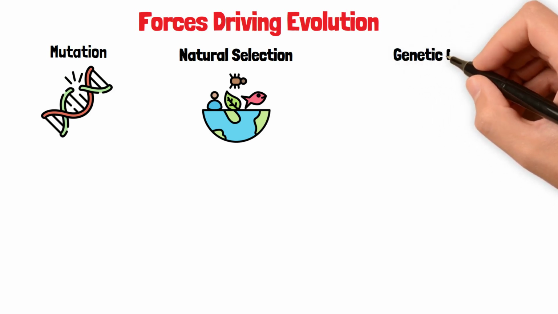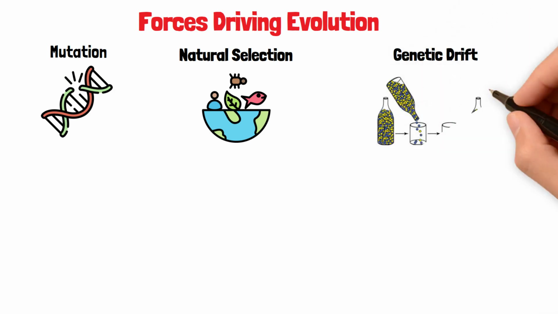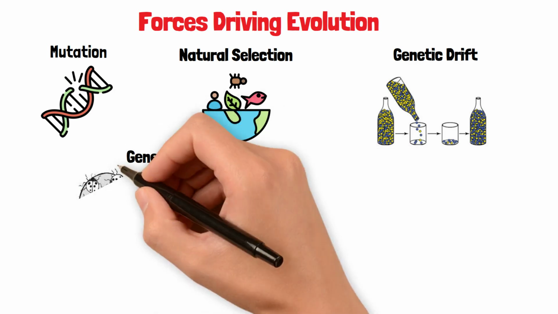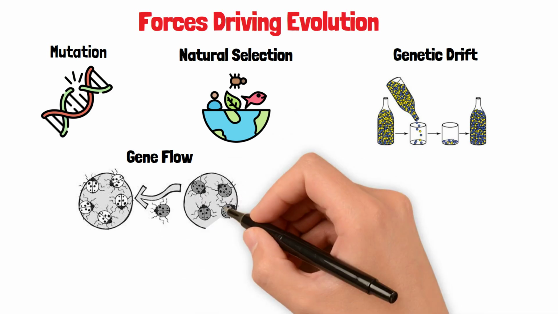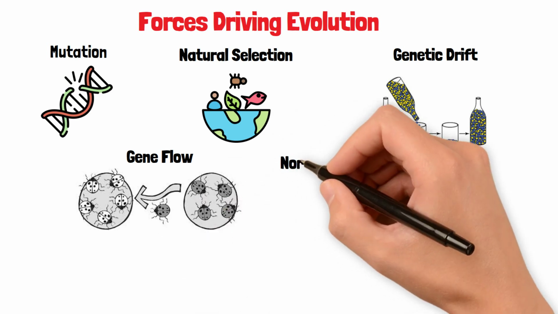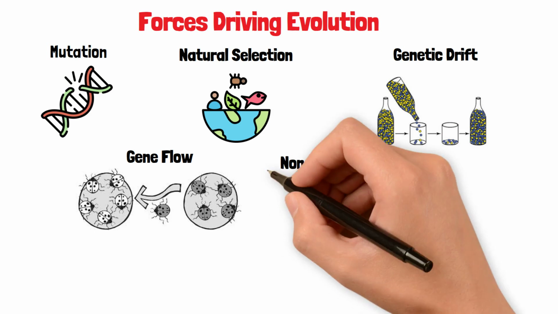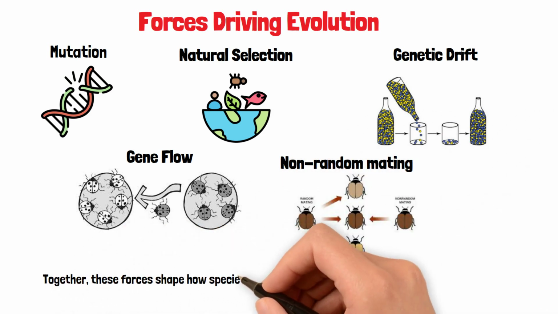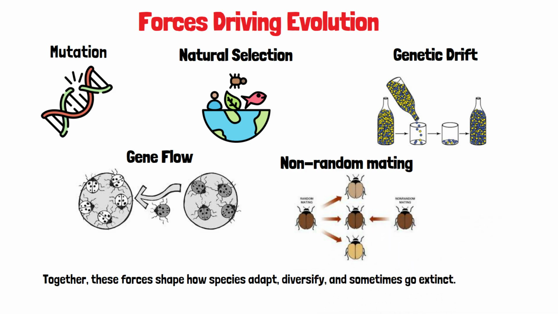Genetic drift. Random changes in allele frequencies, especially in small populations. Gene flow. Movement of genes between populations through migration or interbreeding. Non-random mating. Preferences in mating affect which alleles spread. Together, these forces shape how species adapt, diversify, and sometimes go extinct.